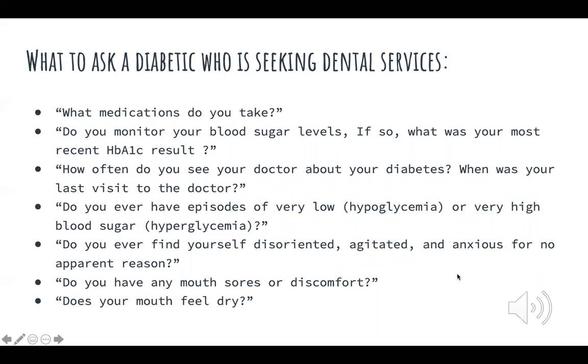Here are some examples of what questions to ask your patients, some of which include: What medications do you take? Do you ever find yourself disoriented, agitated, anxious for no apparent reason? Does your mouth feel dry? And when was your last HbA1c result?